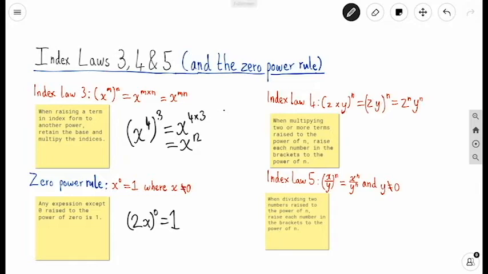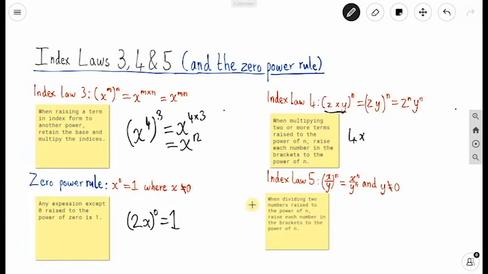Let's do index law 4. Index law 4 tells us when multiplying 2 or more terms raised to the power of n, raise each number in the bracket to the power of n. So that just means we're distributing the power of n between x and y and separating them out and getting rid of the brackets.